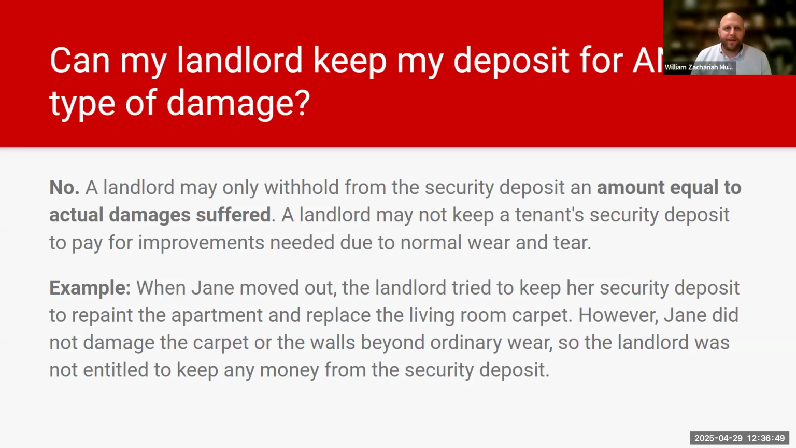And so here we have an example that says, when Jane moved out, the landlord tried to keep her deposit to repaint the apartment and replace the living room carpet. But Jane didn't damage the carpet past ordinary, or the walls past ordinary wear and tear. So the landlord was not entitled to keep any money from the security deposit. And so it has to be beyond ordinary wear and tear, which means normal use of the property while you're living there. And it has to be for the actual amount that it costs to repair it, and not beyond that.